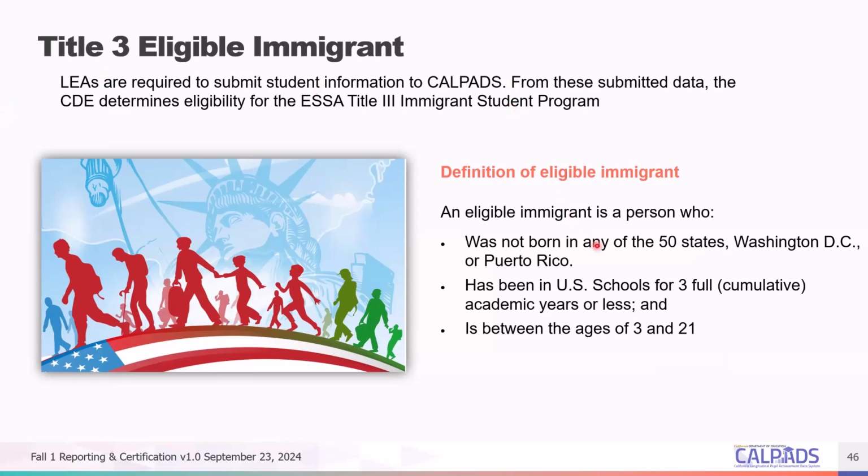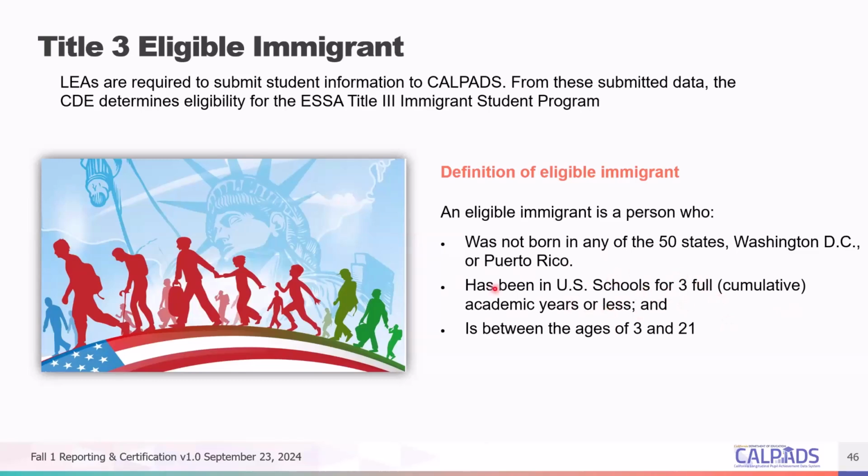Okay? So if I am a student, I was born in Guam because my parents are in the military. My parents were stationed there. I was born in Guam, and now I'm moving to California. And this is my first, second, or third year in a U.S. school. Then I automatically qualify as long as you guys mark this as a yes.